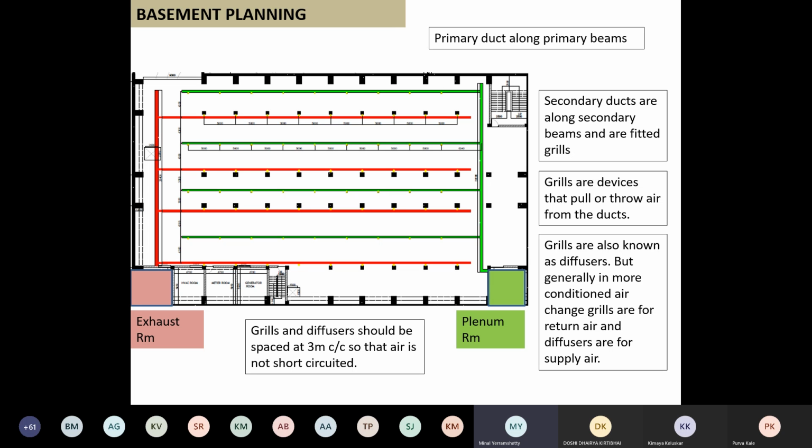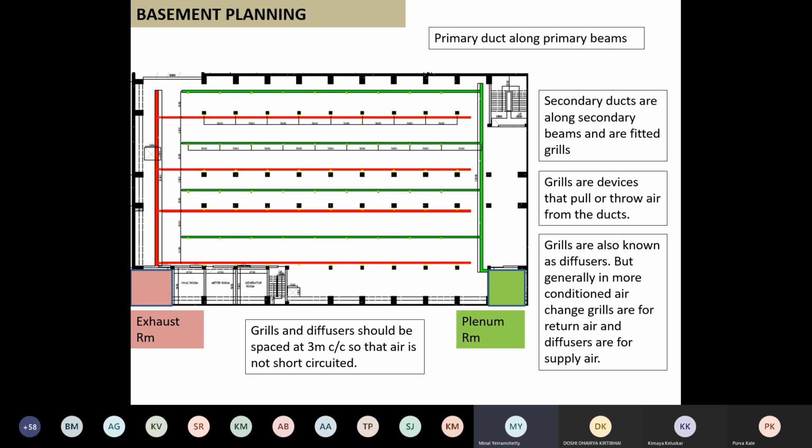There are these grills and diffusers, which you will also see in your split units that we have in our computer rooms, in your own homes. The grill that is situated outside your split unit is a grill. If you go to a restaurant and you see that grill kind of thing on the top of the fall ceiling, those are the diffusers. Generally, grills and diffusers look the same. There's not much difference.